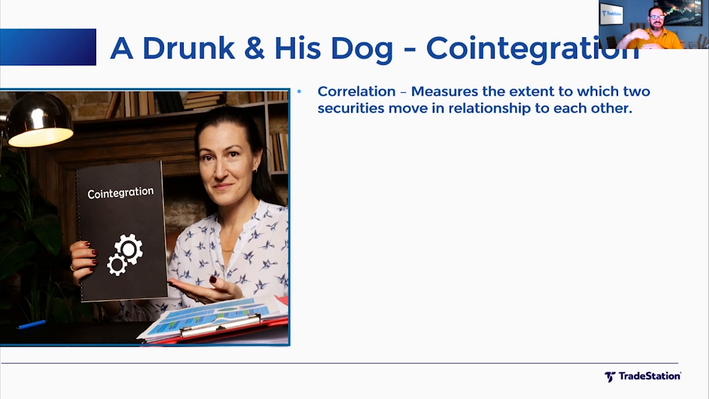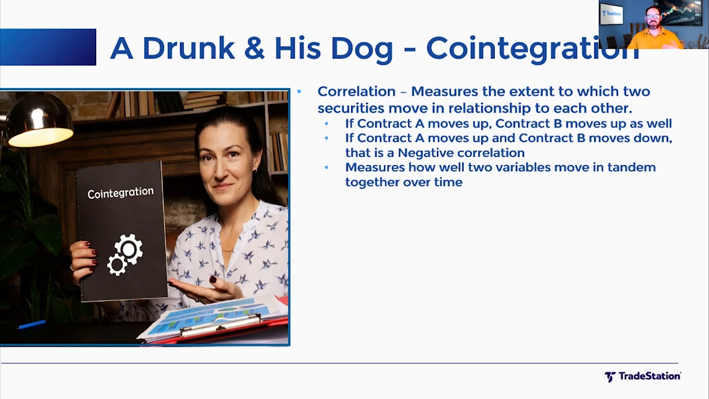They will move together. You also have silver and gold. They're both precious metals. They have commercial properties as well, or applications. So they are very correlated. Now, co-integration is going to be a little bit different. Now, correlation, if contract A moves up, contract B usually moves up. Contract A moves down, contract B usually moves down. But if contract A moves up and B goes down, that's what we call negative correlation. They move opposite of each other.